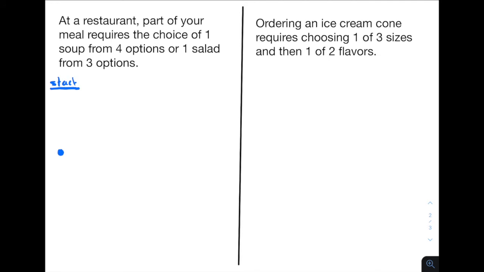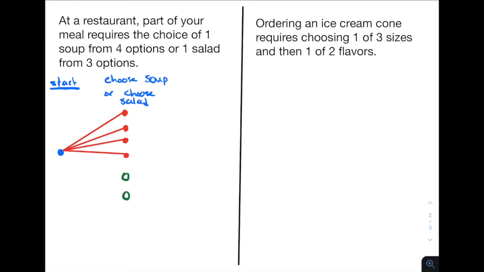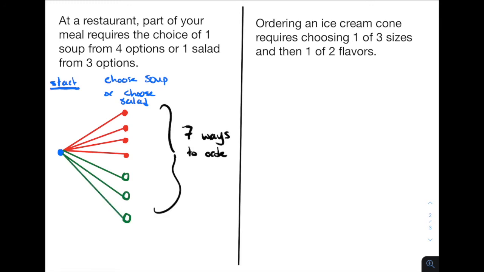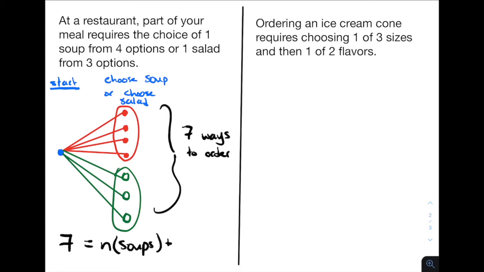At the restaurant, the first decision we have to make is to choose soup or to choose salad. We're told that there are 4 soups to choose from, or we could choose one of the 3 salads. In total, we can count that there were 7 ways to order, and that this 7 ways to order is equal to the number of soups plus the number of salads. In this first scenario, we added the number of options for soups to the number of options of salads.